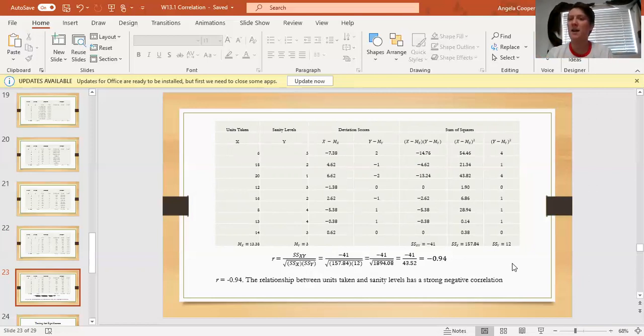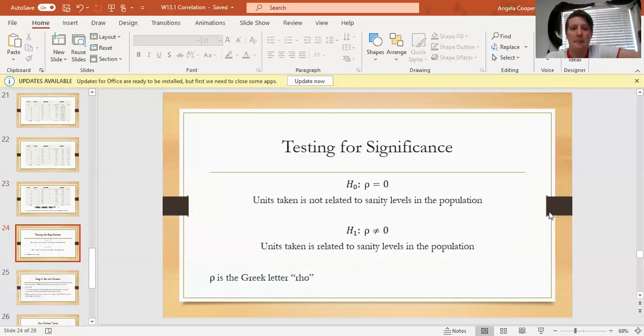So again, keep in mind that sanity levels, the lower that you scored, the less sane that you are. So a 1 is saying, dude, I'm going crazy. So the more units you're taking, the less likely it is that your sanity levels are going to be that great. So as your units taken increases, your sanity levels tend to decrease, which makes sense. You know, the more units you're taking, it's implied that you have a lot more stress, a lot more workload, and your sanity levels could possibly decrease in relation to that. So it makes sense. All right.